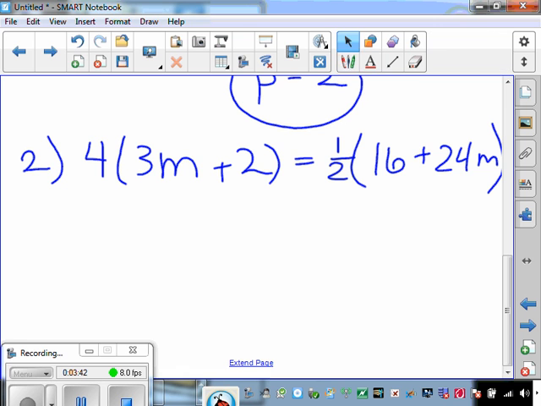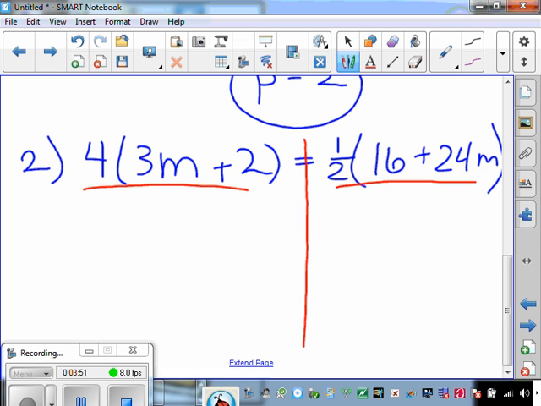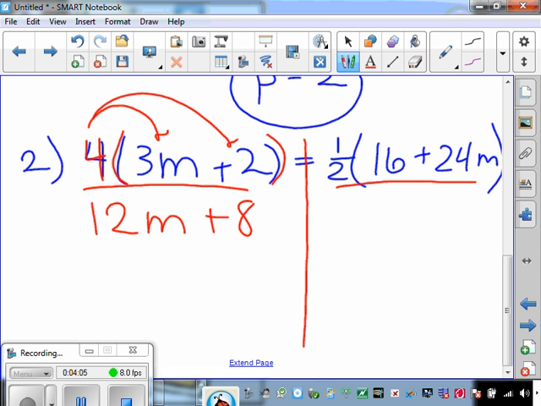So I have an equation, I have an equal sign here, and now I need to simplify each side on its own first. So let's start with this side. I have a 4 times a set of parentheses, so I need to distribute it in. 4 times 3m is 12m. 4 times plus 2 plus 8 equals. Same thing on this side. I have a 1/2 times my parentheses. So I'm going to distribute this in also. What's 1/2 times 16? 8. What's 1/2 times 24?